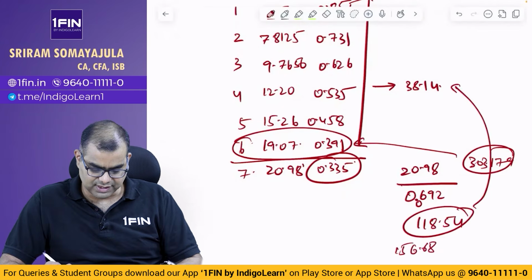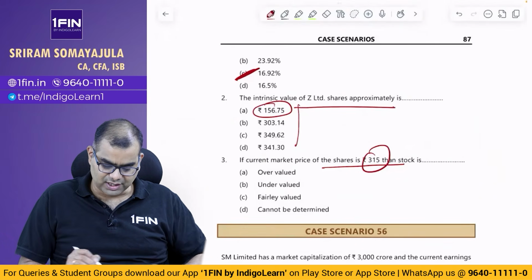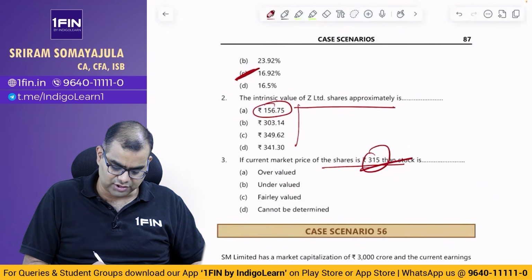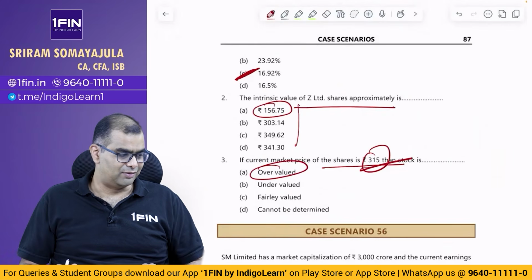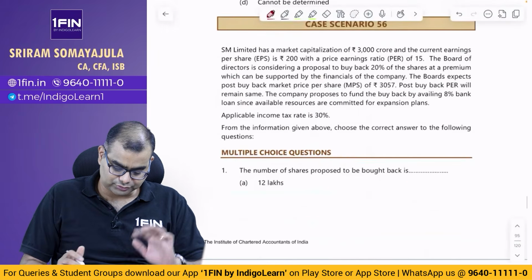To that you add 38.14, you get 156.68. Do we have that as the answer? See, we have that. Horrible. If intrinsic value is this, and current market price is 315, obviously the stock is overvalued. What a painful question, man. What a painful question. Then last question.